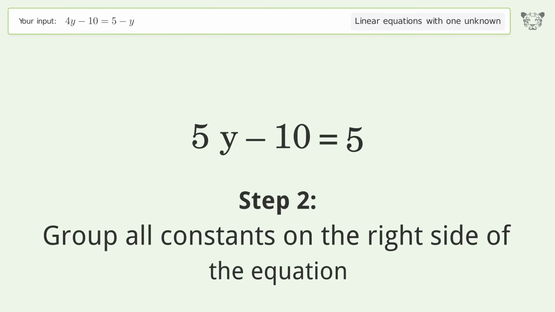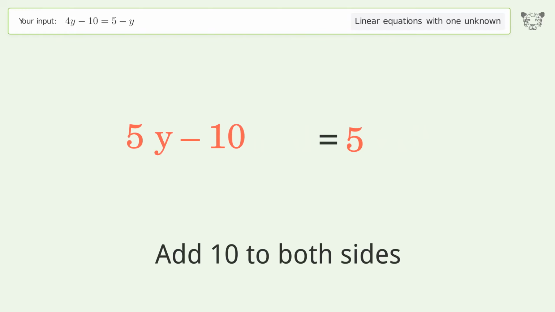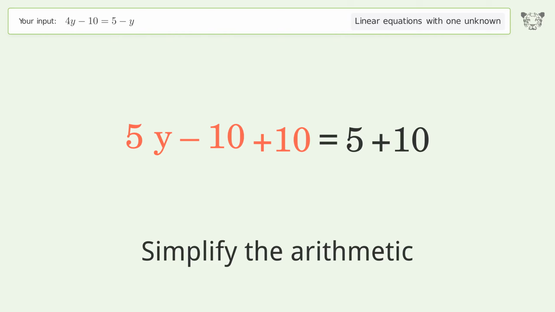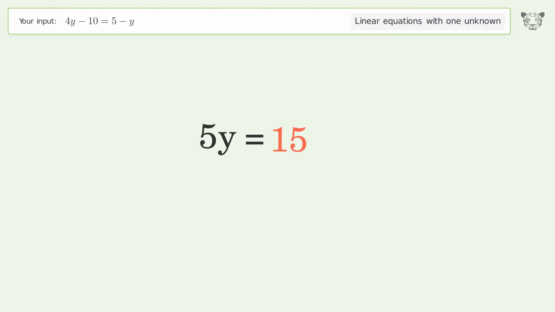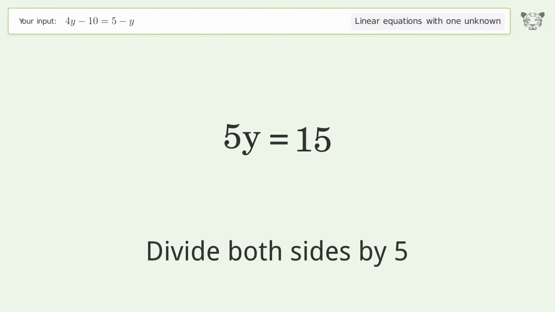Group all constants on the right side of the equation. Add 10 to both sides. Simplify the arithmetic. Isolate the y. Divide both sides by 5.